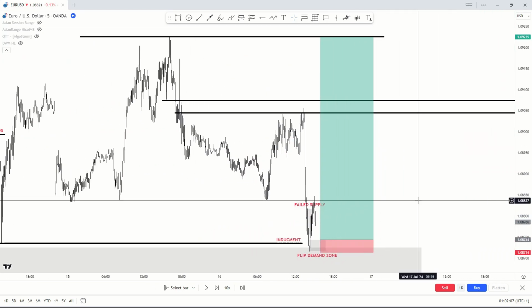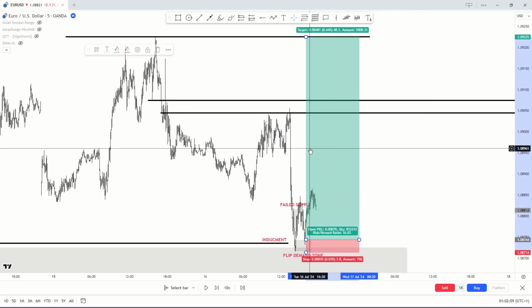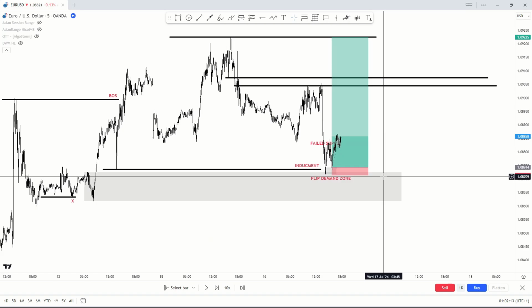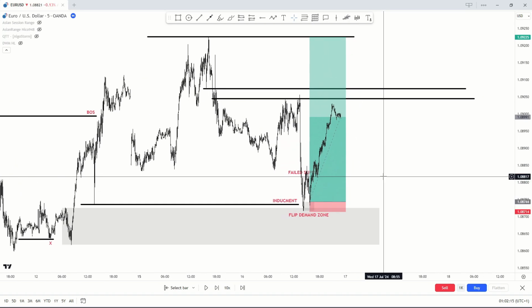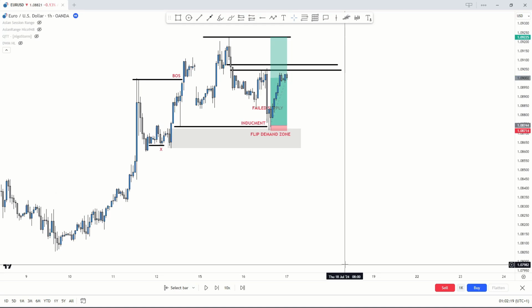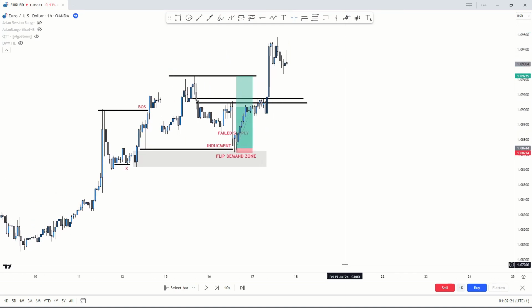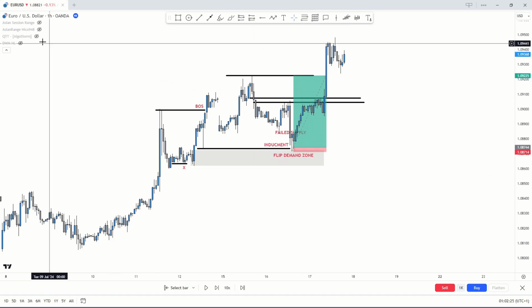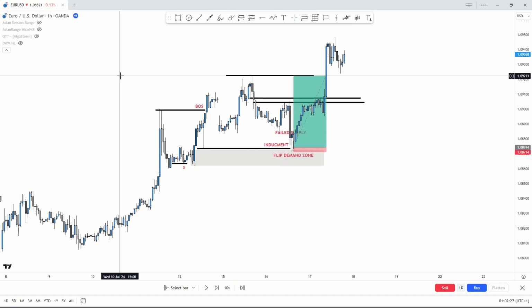So we can play this out now. Price taps this in. And then let me just up the time frame a bit. Boom, there you go. Price goes way past our TP. And yeah, happy days, successful trade.